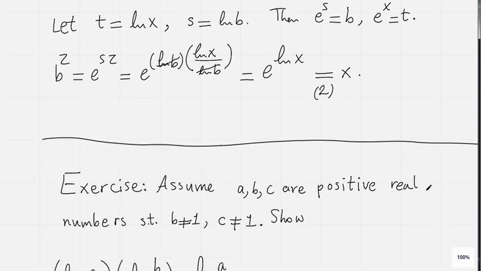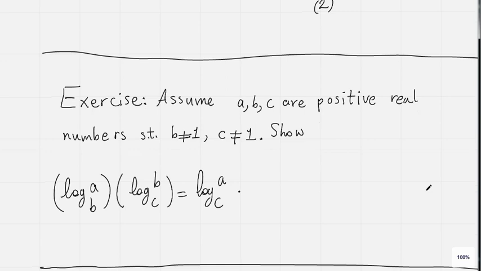I finish this video with one exercise. The exercise is as follows. Assume a, b, c are positive real numbers such that b and c are different from 1. I want you to show that log a with base b times log b with base c is equal to log a with base c. Remember all of the facts and techniques that we used in order to prove facts about ln. We could use them about log with base b. You can also use some facts in this video directly to prove this identity.